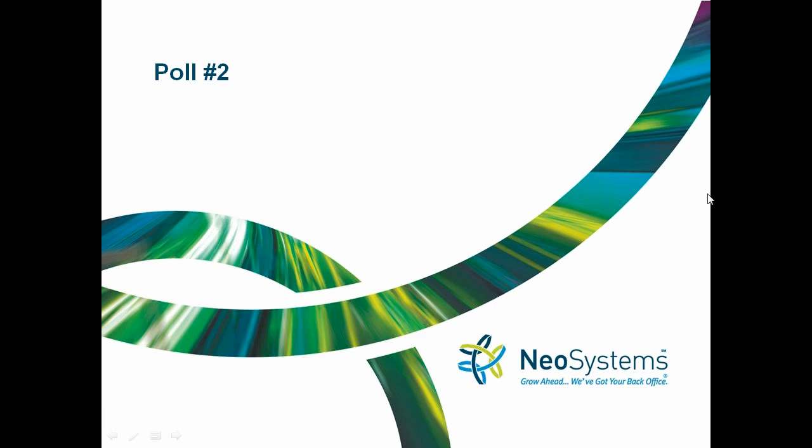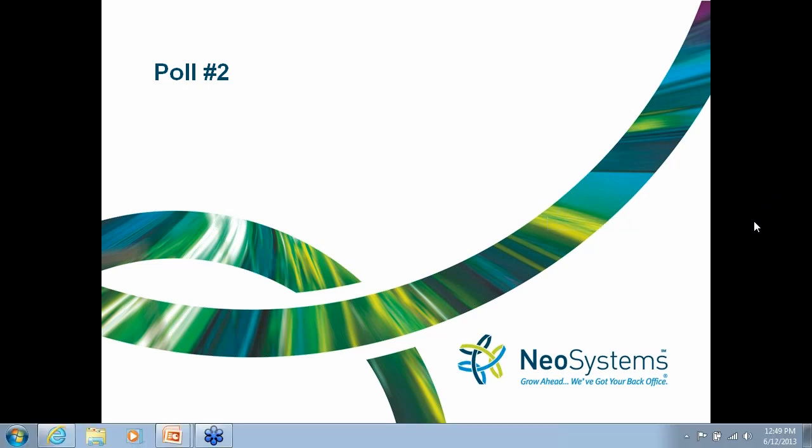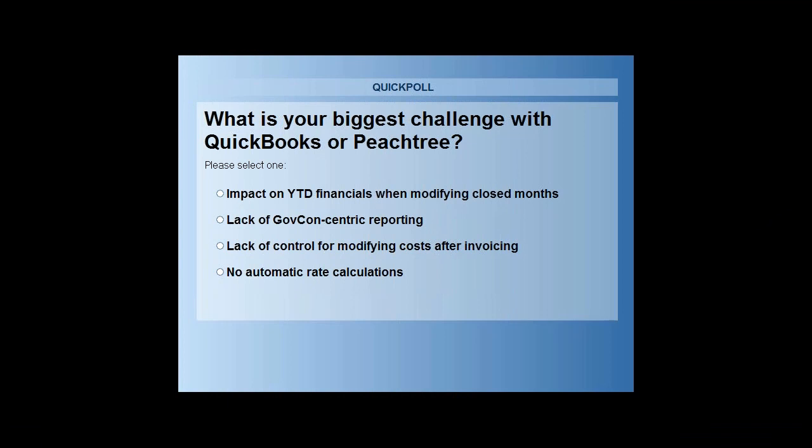So we're going to do one final poll before heading into the Q&A section, and we want to know, if you're on QuickBooks or Peachtree, what's the biggest challenge that you're currently facing with the application? Many people who come to us looking to upgrade to a Deltek solution say that they're able to modify the closed months. That's something that DCA certainly raises a red flag about. So that's an important one.